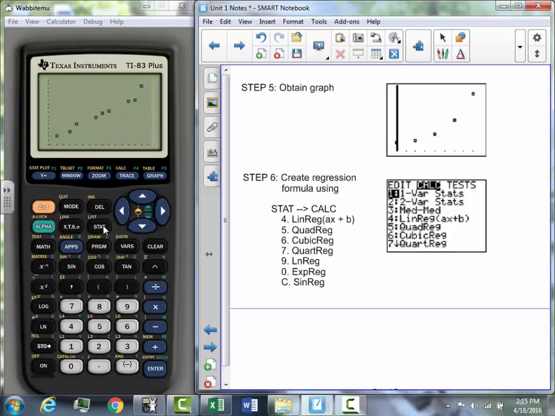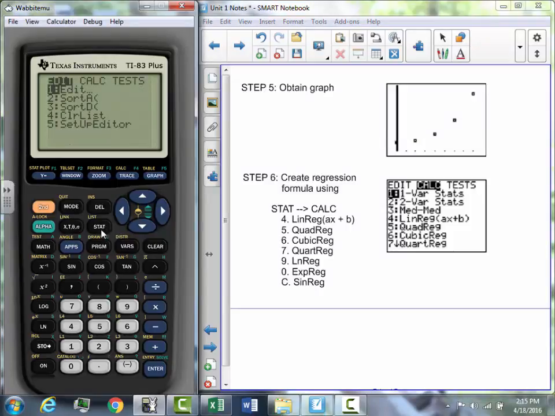So you're going to want to press stat. And then we've already edited our stats. So you want to go over to this calc button right here. And if you go over and calculate, your goal now is to calculate something here.